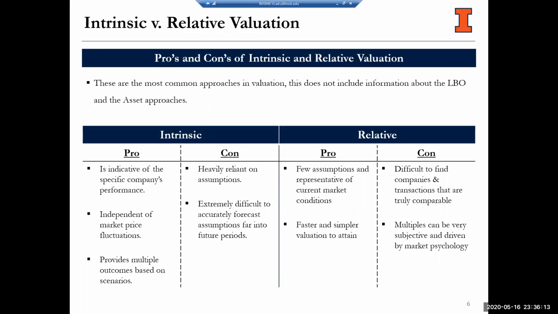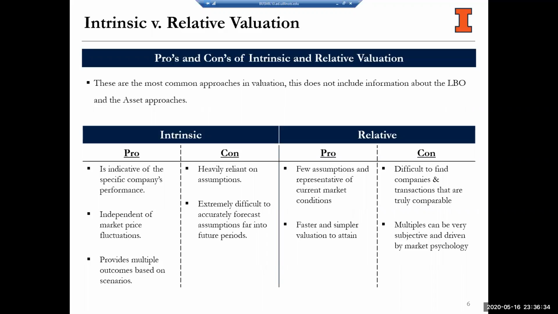Some of the cons is at times it can be very difficult to find a truly comparable company or a transaction that is truly comparable. This often makes us look outside of the box, or maybe include more transactions than we would have liked. That way we can triangulate around a truly comparable value.